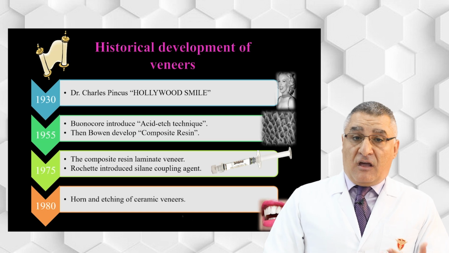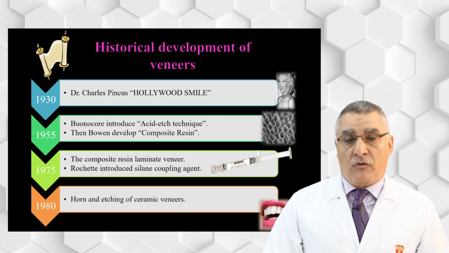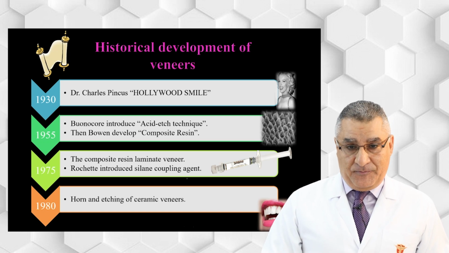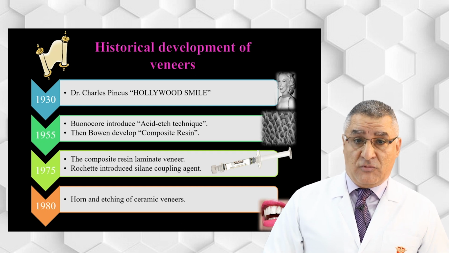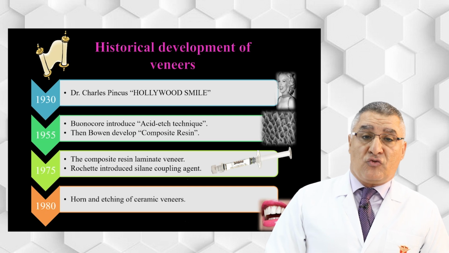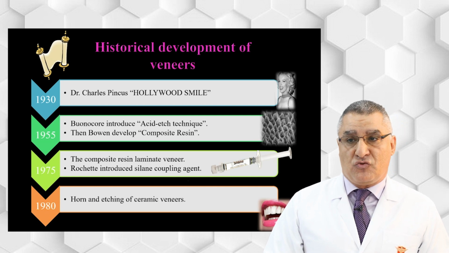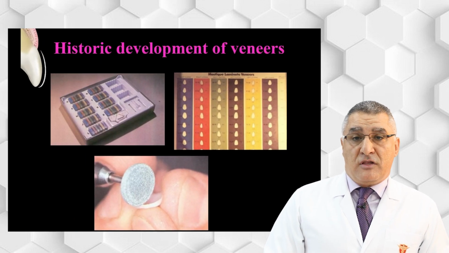And at that time ceramic veneer was introduced and used as a permanent restoration for restoring aesthetics. And this is why we call it Horn type facets, because Horn was the first dentist to use this restoration as a permanent restoration. This is the development of ceramic veneer.